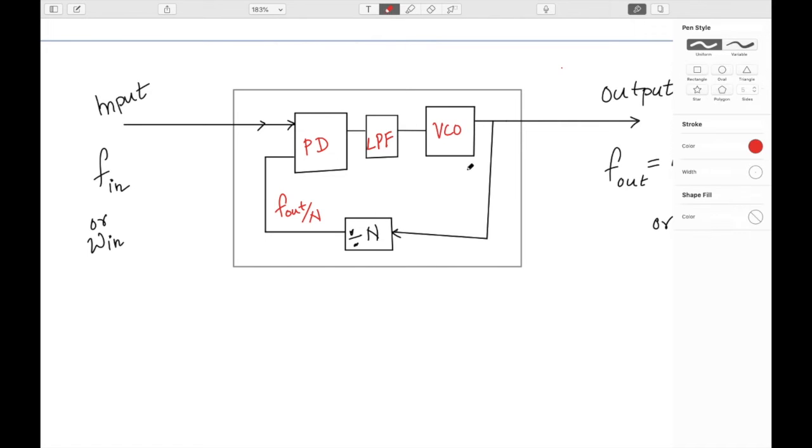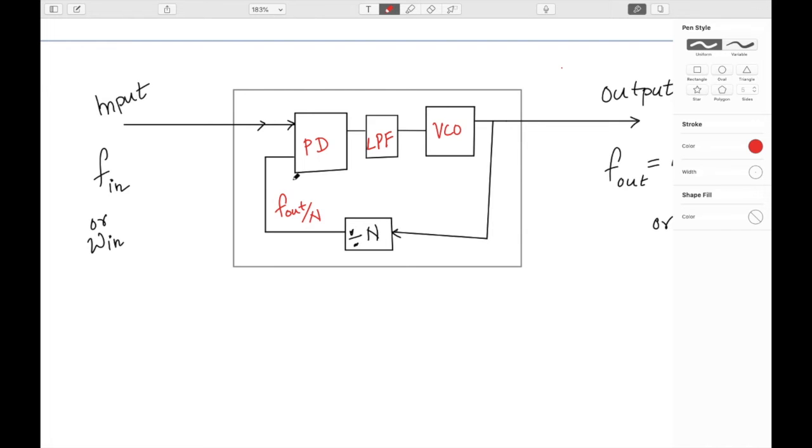Basically, the PD is trying to detect whatever frequency this is generating. We are dividing it by N, and telling it: spit out a voltage such that this VCO produces N times F. If it is deviating, try to lock in with a feedback system, which we'll discuss more. But this is the entire loop that is happening.